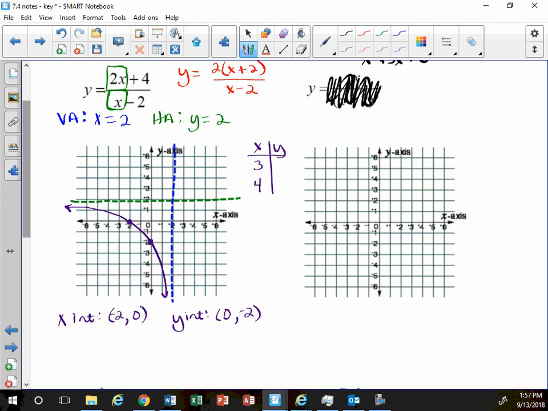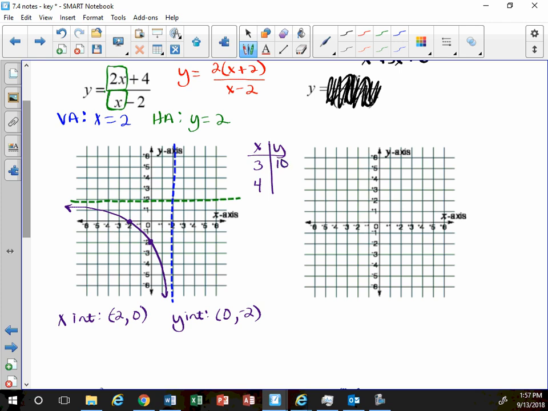And again, factored, original, it doesn't really matter. I'm actually going to do the original. So what's 2 times 3 plus 4, over 3 minus 2? So 10 is my answer. Okay. That does not fit nicely on my graph, but that's okay.